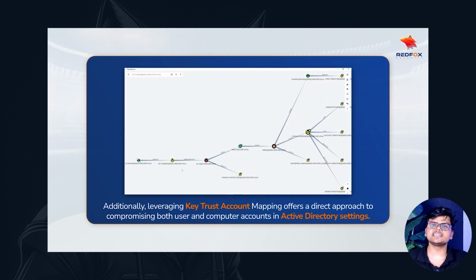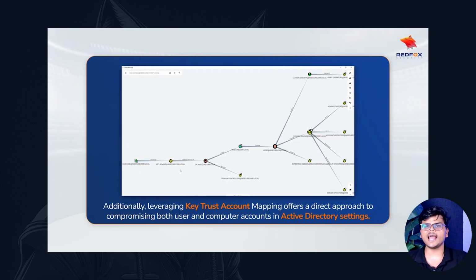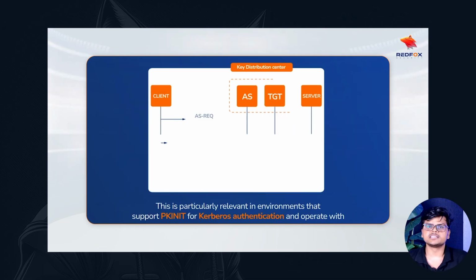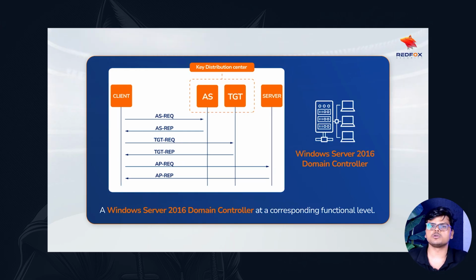Additionally, leveraging key trust account mapping offers a direct approach to compromising both user and computer accounts in Active Directory settings. This is particularly relevant in environments that support PKINIT for Kerberos authentication and operate with a Windows Server 2016 domain controller at a corresponding functional level.